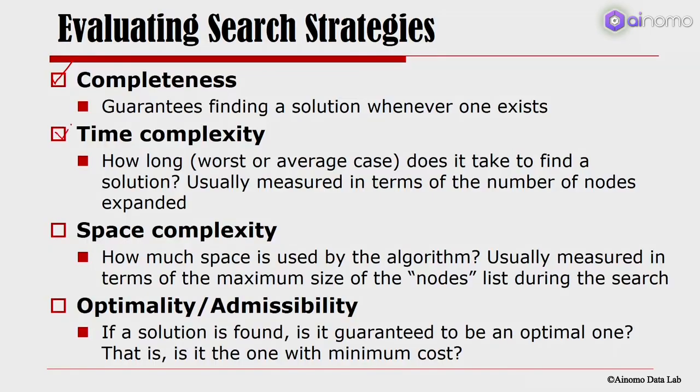Completeness is a guarantee of finding a solution whenever one exists. So, if a solution exists and your searching technique can find that solution, the technique is said to be complete. Next, we talk of time complexity, that is how long does it take to find a solution.